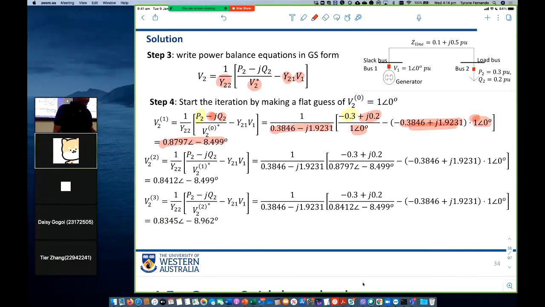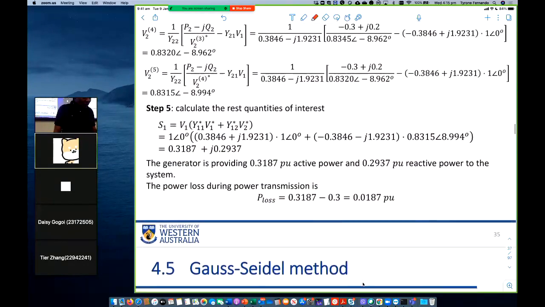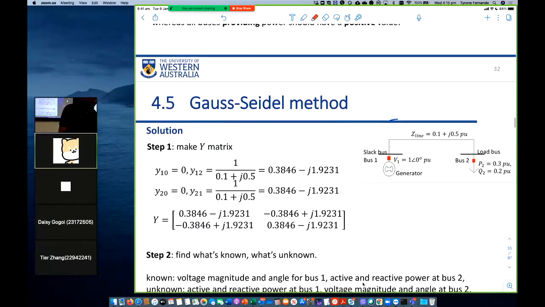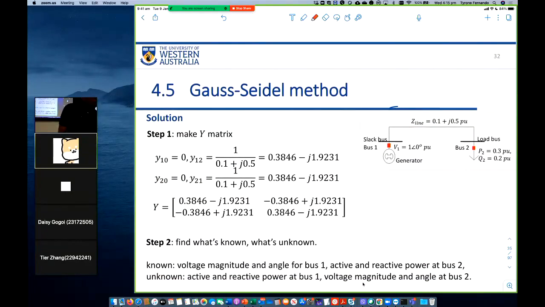And if I continue several steps, in the 4th iteration I get that, in the 5th iteration I get that, the number is not changing that much, and we have found the answer for voltage, magnitude and angle. So now we clearly know the voltage magnitude and angle at every bus in this network. I know the voltage magnitude and angle of every bus. I've just found that.